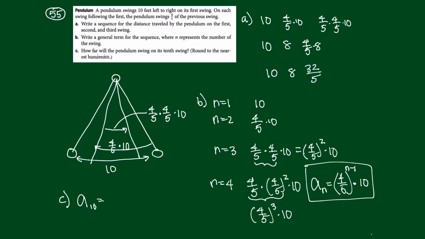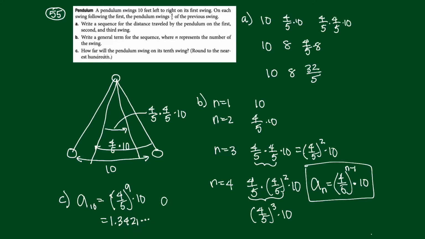So this is a recursion formula. So it's going to be 4/5 to the 9th times 10. All right, and I did that on my calculator, and I came out with 1.3421 dot, dot, dot. But what we're supposed to do is just round to the nearest hundredths. All right, so I got tenths, hundredths. That's a 2. So I'm just going to drop and write this as 1.34.